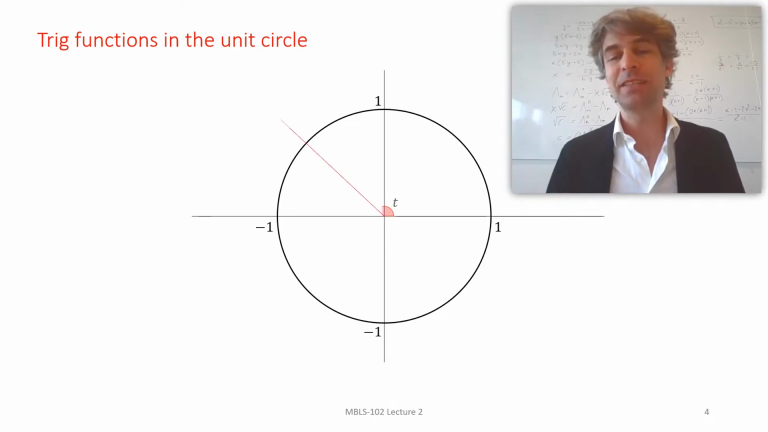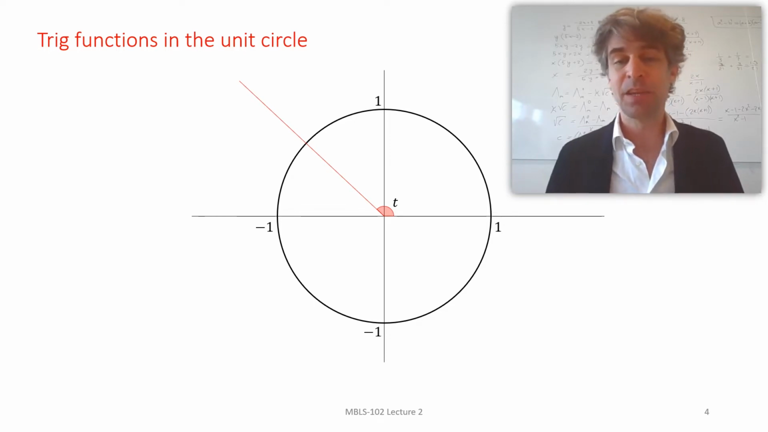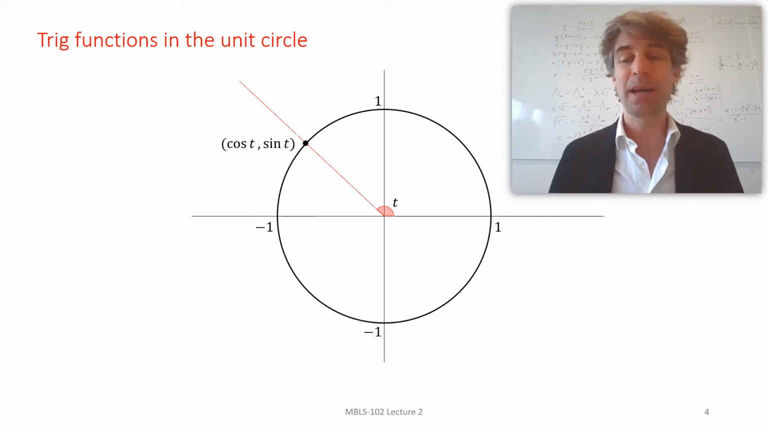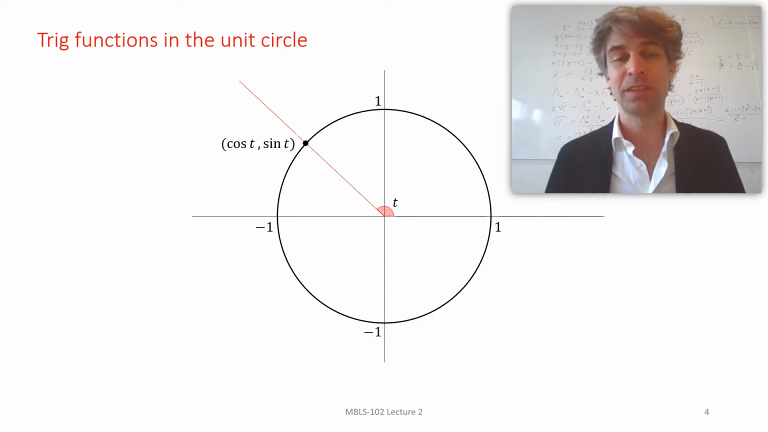And then I can look at the radius that has an angle t with the positive x-axis. Well, then this radius will intersect the unit circle at the point t. And by definition, the coordinates of that point are cosine of t and sine of t. So what you can really easily see is, if t is 90 degrees, then the cosine will be 0 and the sine will be 1.